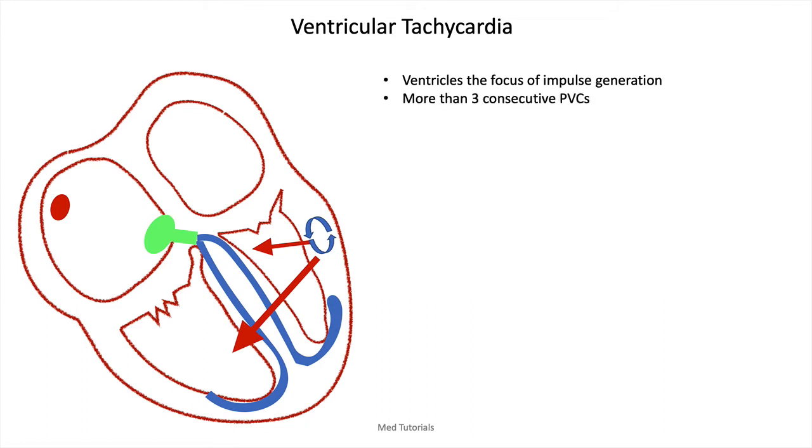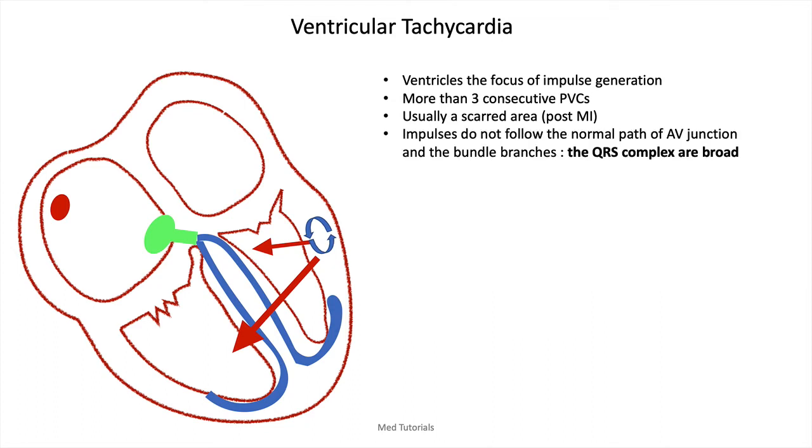Now, premature ventricular complexes is what we call ventricular ectopics. But if you have 3 consecutive PVCs, that constitutes ventricular tachycardia. So all you need is 3 premature ventricular complexes taking place together, and that would be labeled as ventricular tachycardia. As I said, it usually occurs on a scarred area like post-myocardial infarction. So the impulses do not follow the normal pathway of AV junction and the bundle branches.